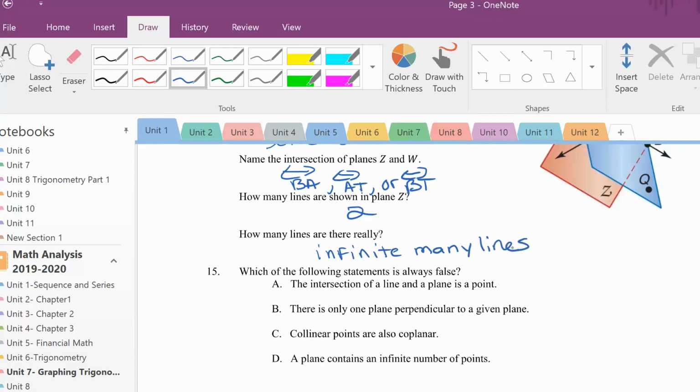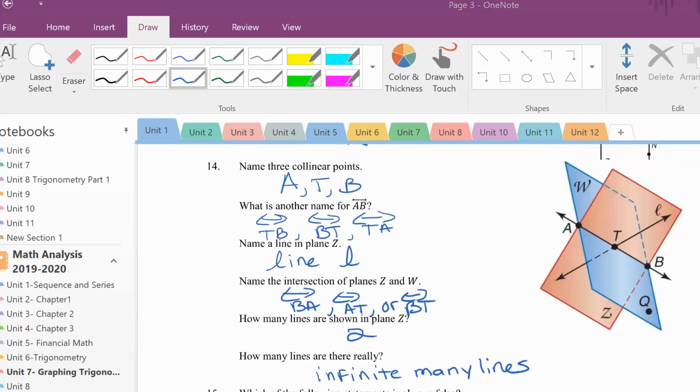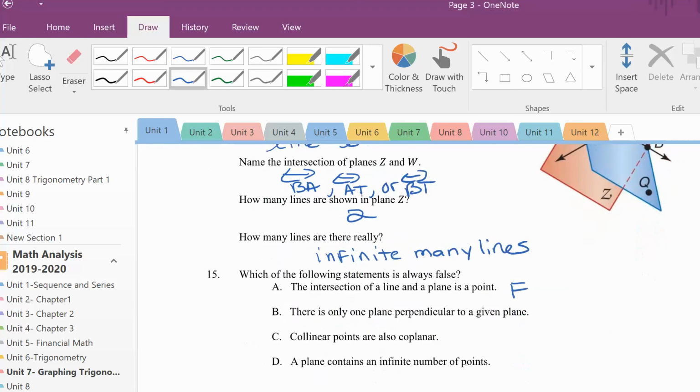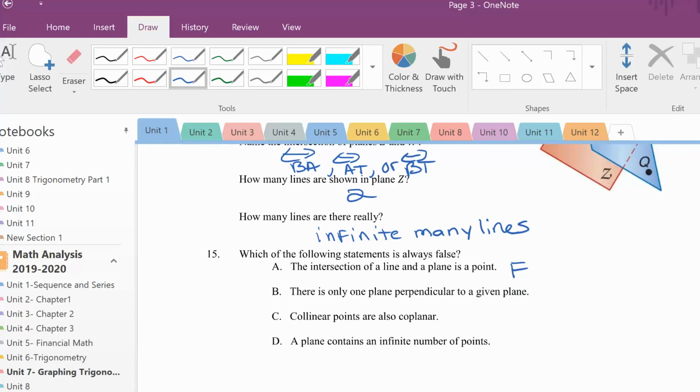All right, so true or false? The intersection of a line and a plane is a point. That is false. It's false because you could have the intersection be a point, but the intersection of a line and a plane could be a line as well. So it just depends on the diagram.